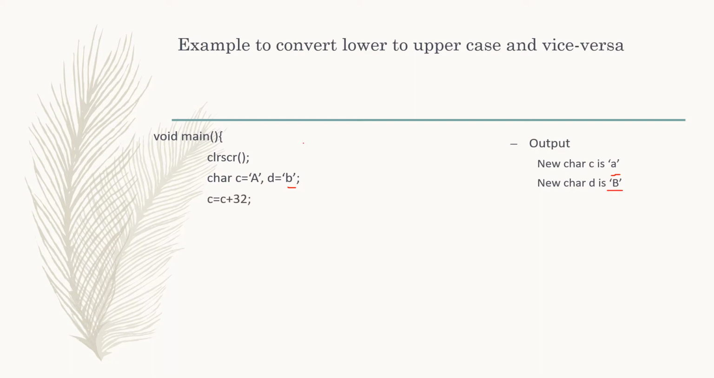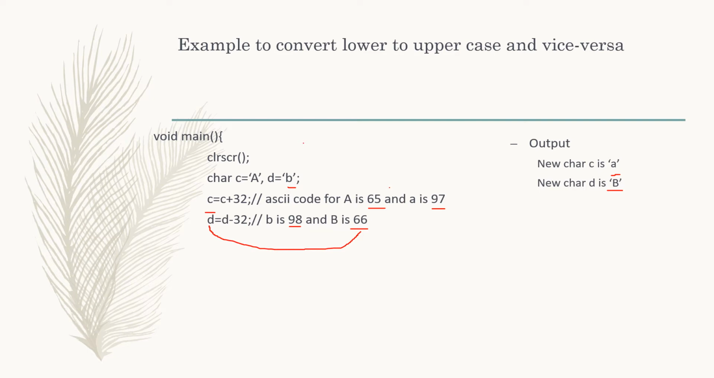c is equal to c plus 32. Remember the number 32 I told you? The difference in the ASCII code of capital A and small a. So capital A is 65 plus 32, I get 97. So 97 gets stored in c. Similarly, d is equal to d minus 32. Why? Because the ASCII code for small b is 98. If I do minus 32, I get 66. So 66 gets stored in d.